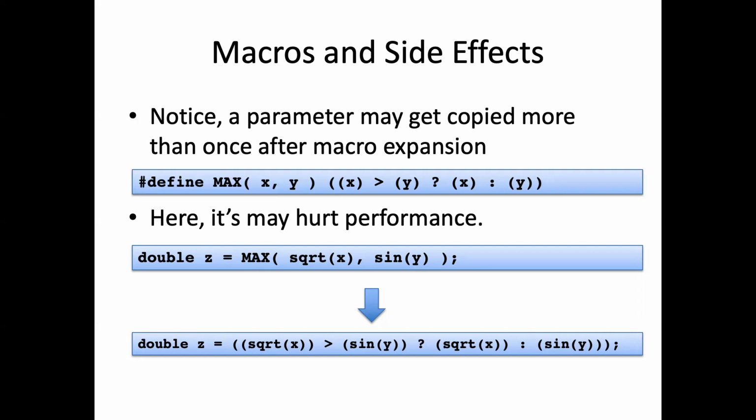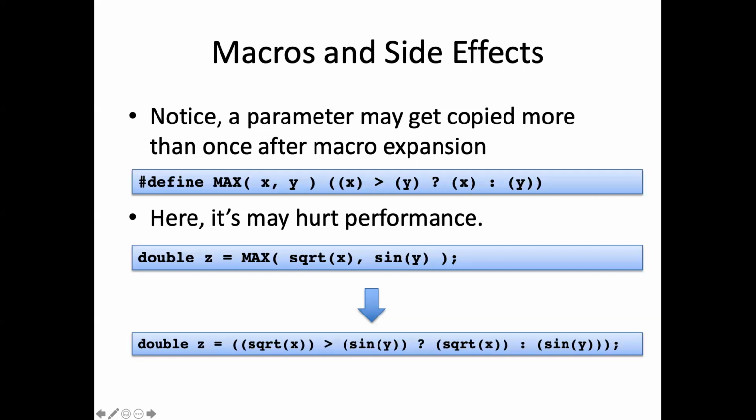Remember, when you expand a macro, before the compiler even sees your code, the preprocessor is just replacing the use of a macro with its definition. So for this max macro, if you call it like this, it's going to expand to this code at the bottom. So if you passed in square root of something as the first parameter and sine of something as the second parameter, then those two parameters are going to get replaced with that exact syntax, which means it's going to look like this after expansion, which is going to be a little more expensive than you might want, because it's going to call square root and sine just to do this comparison.